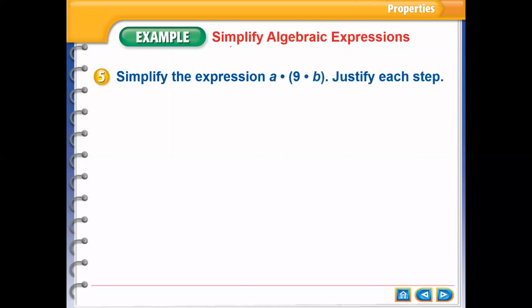Now next example, simplify the algebraic expression. So this is A multiplied by 9 into B. So what will be the answer? 9AB, because the terms are not like, they are unlike. So we will just write 9AB. This is the answer.